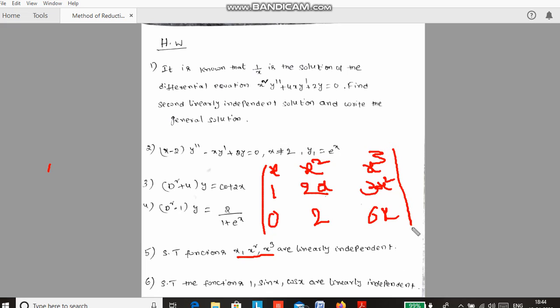Now find the determinant of this 3 by 3. If this determinant is equal to 0, then it is linearly dependent, and if this determinant is not equal to 0, then it is linearly independent. Therefore, the given functions are linearly independent if the determinant is not equal to 0. So these Wronskian problems, the fifth and sixth problems, are important for 2 marks.